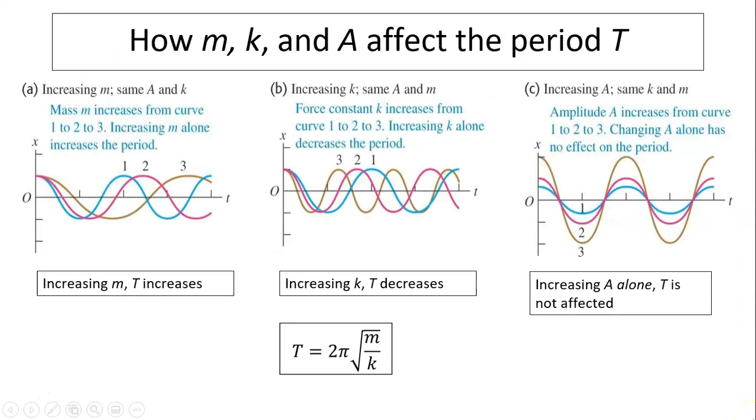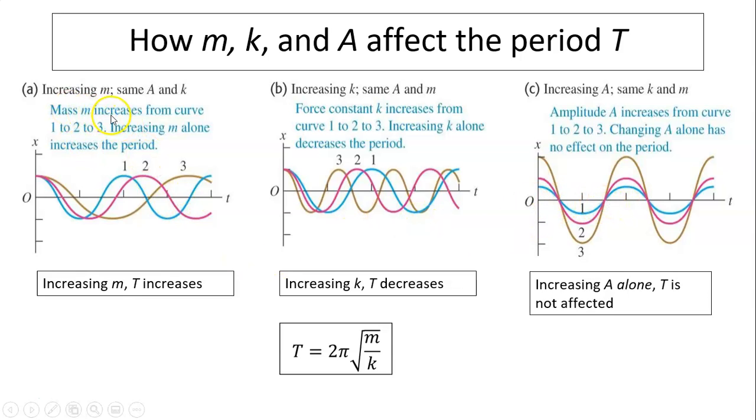How do mass, spring constant, and amplitude affect the period? We know the period does not depend on amplitude. This is what happens to the period. It's only the maximum value of x that increases. The period does not change.